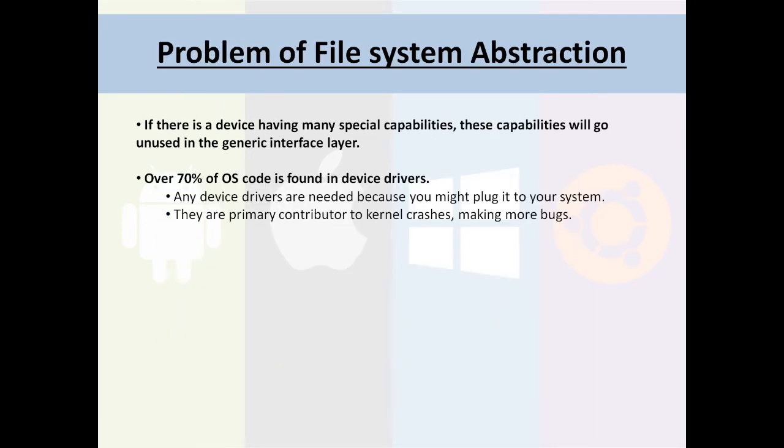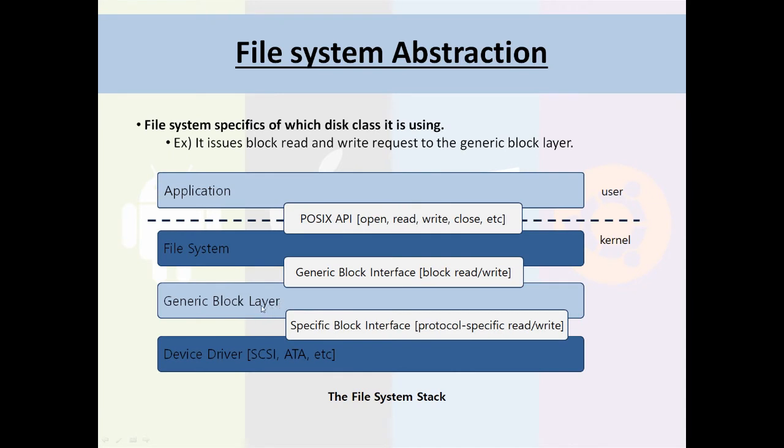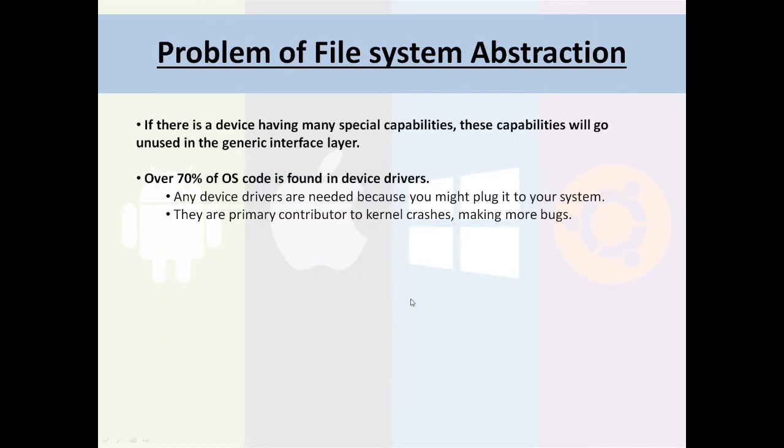Now, there is a problem in terms of file system abstraction, and that is if a device has special capabilities or some special functionalities, these capabilities will go unused in the generic interface layer, right? This generic layer cannot account for all the specific different interactions or functionality that specific hardware devices could perform. And what that has resulted in is an over-reliance on device drivers.